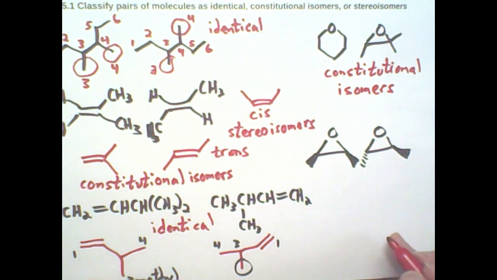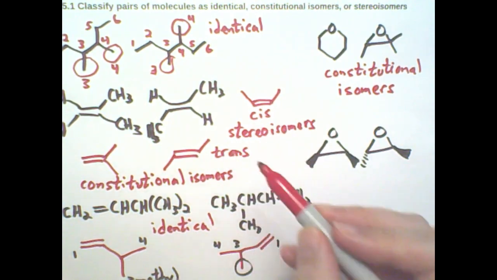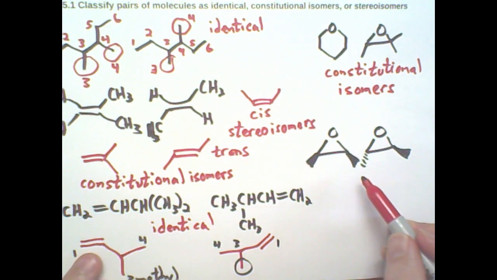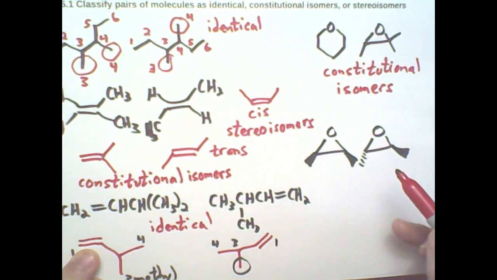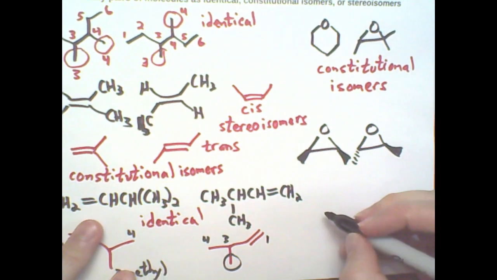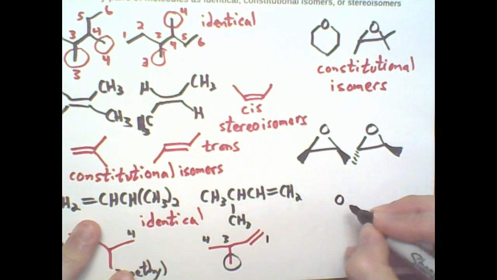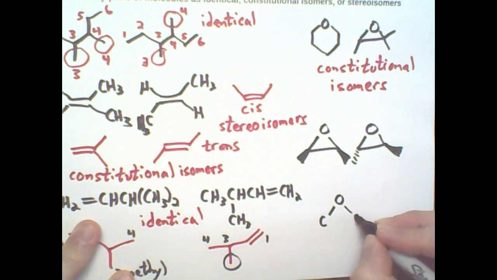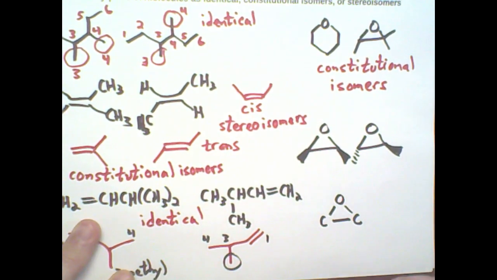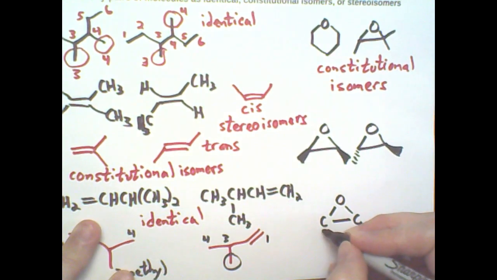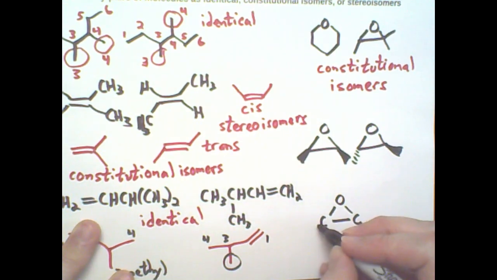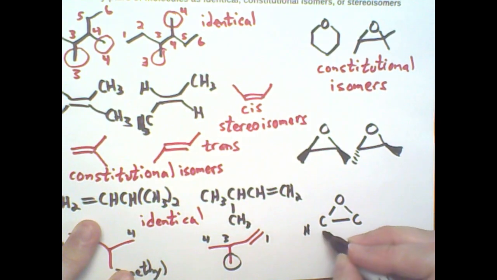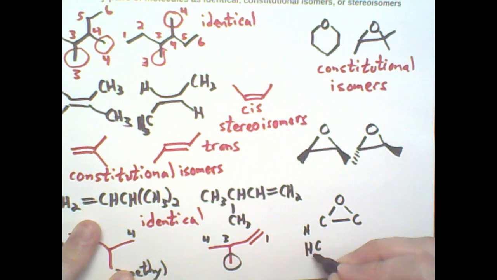I want to look at one more kind of stereoisomer. We've seen cis-trans stereoisomers. Here is a stereoisomer you can have with rings. So I've drawn epoxide rings. But off of each atom, let's redraw these in an expanded form. There's the epoxide ring. Each of these carbon atoms have a methyl group and a hydrogen. So, a hydrogen and a CH3.